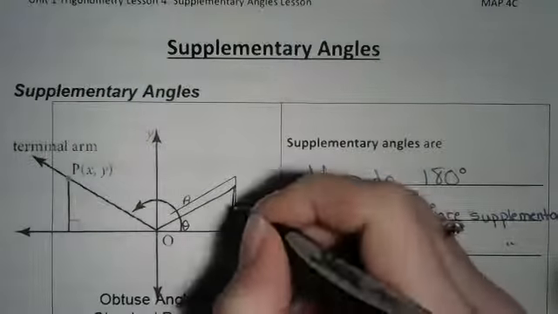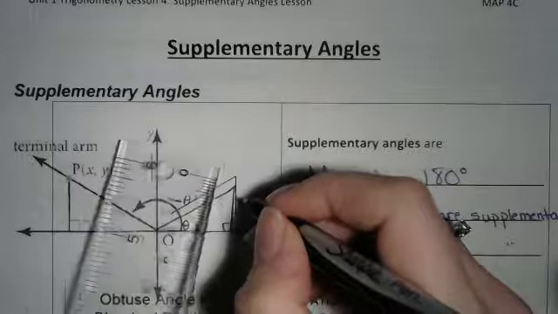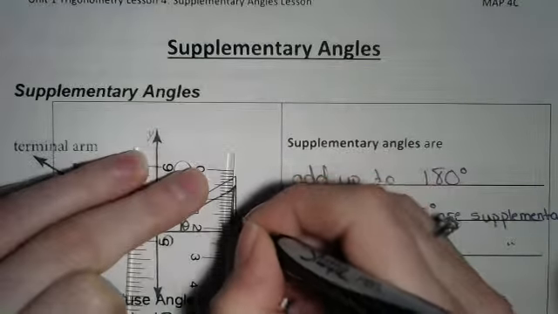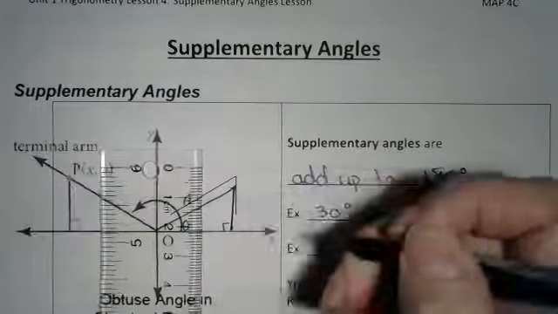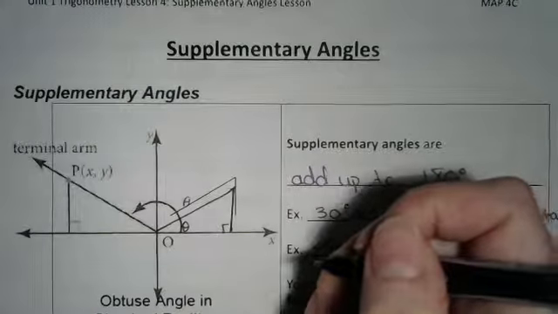in quadrant 1. Oh, that wasn't very straight. Always use a ruler. It's like trig rule number 1. Always use a ruler. Not very vertical.